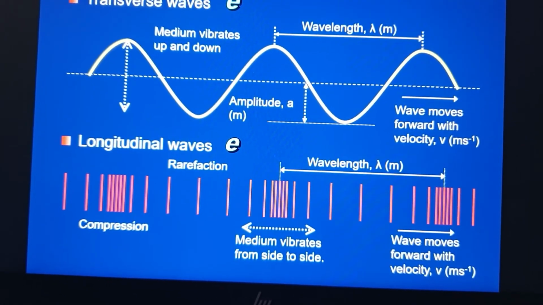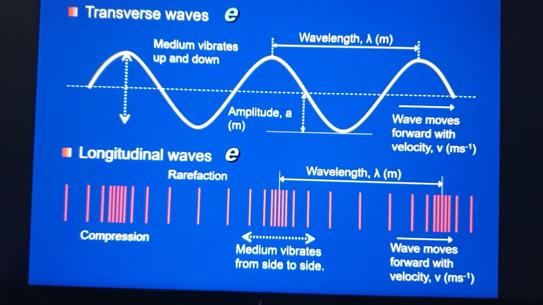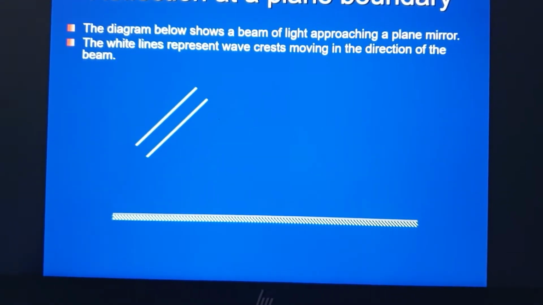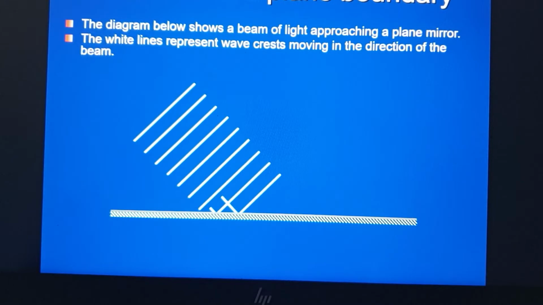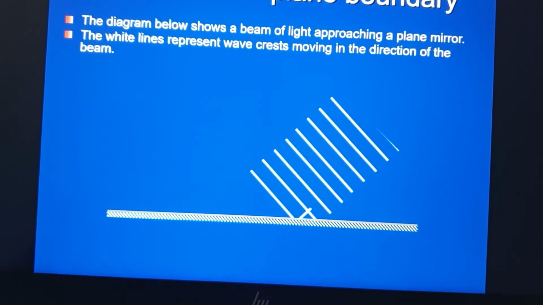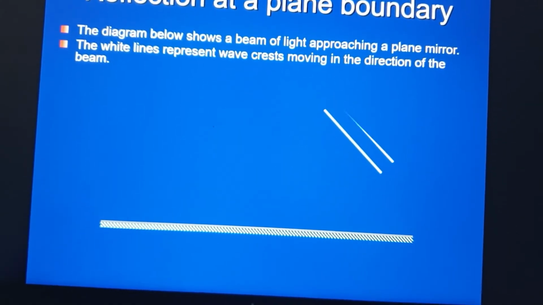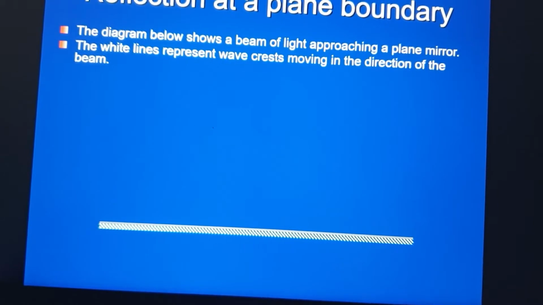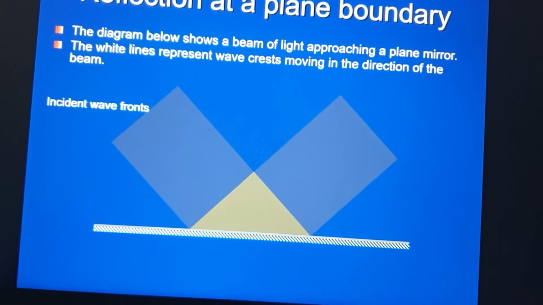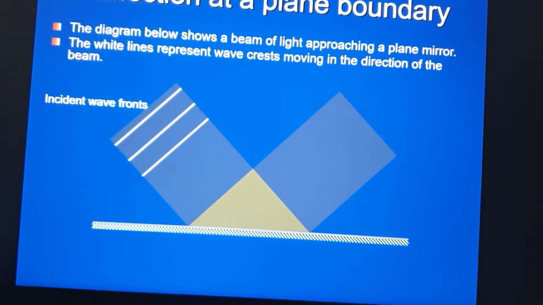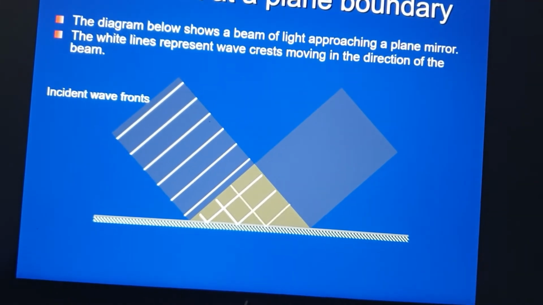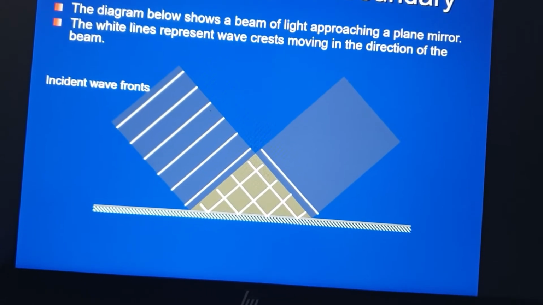And the next thing I'm going to tell you is what happens when you have waves on water coming and hitting a barrier. So it's going to get reflected. So these are called wavefronts. They represent the crests of the wave as they approach a barrier, and then they get reflected. Okay, there they go. So this is like a beam of light. Those are your incident wavefronts. Incident, the one that's falling on the surface, and then you have your reflected wavefronts.